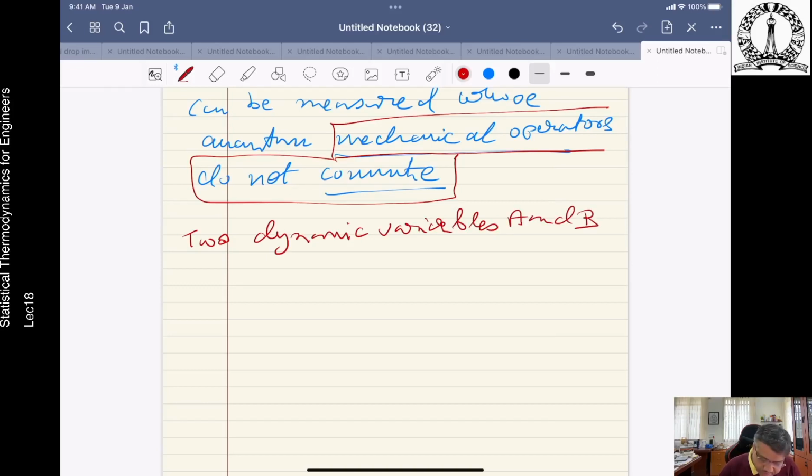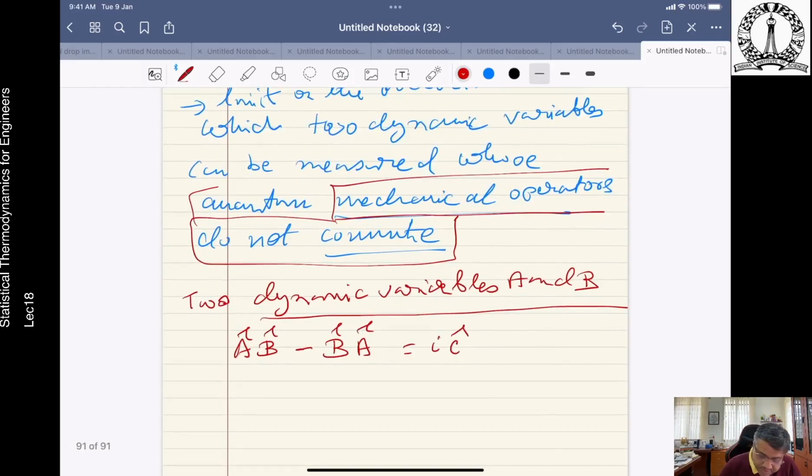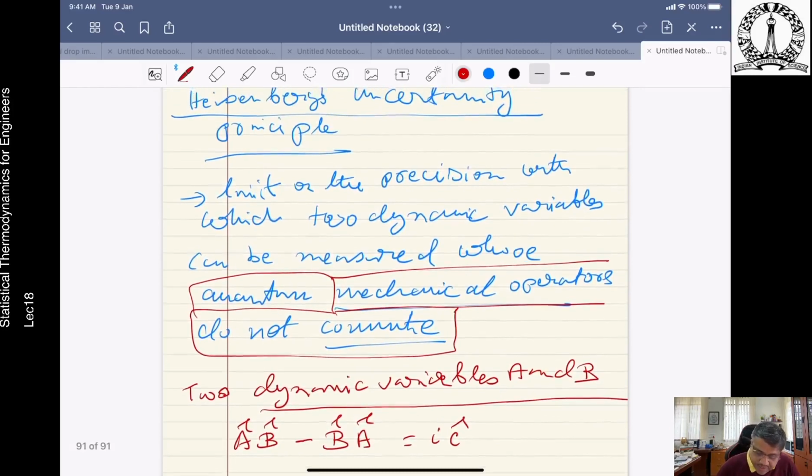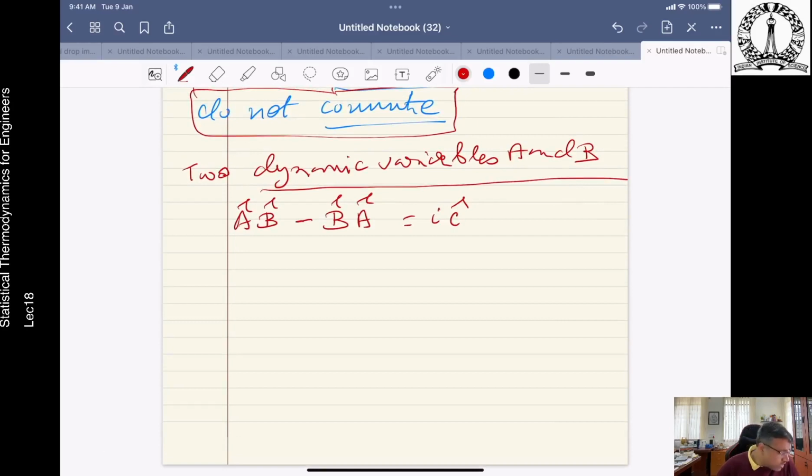So [A hat, B hat] = A hat B hat minus B hat A hat. These are two dynamic variables A and B, and these are their operators, with the commutator given as, say, C hat. They do not commute. A hat and B hat are their corresponding quantum mechanical operators. So there is a limit on the precision with which two dynamic variables can be measured where the quantum mechanical operators do not commute. If they do not commute, this is what we can write.